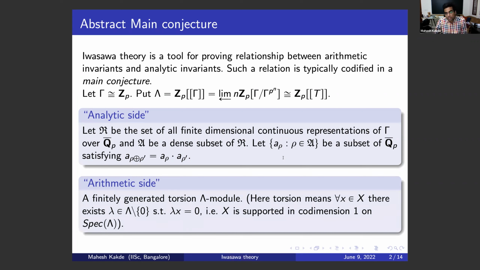On the arithmetic side, you will have some arithmetic objects. So typically a Selmer group, an ideal class group, and so on.